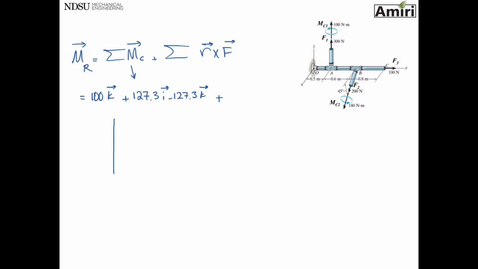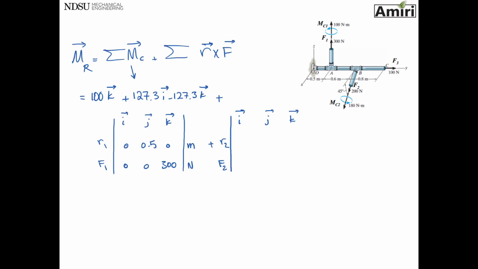R cross F is a vector, so I have to have ijk in it. R1, I found it to be 0.5j, so it's 0.50 meters. And F1, I found it to be 300k, units are newtons. Okay, plus I have an R2 and an F2. It's a vector, so I need ijk in it. R2, I found it to be 1.1j. Remember, you do not put ijk anywhere else. All we care about are the components now. And F2, I found it to be 141.4 i, 0j, minus 141.4 k, which is newtons.